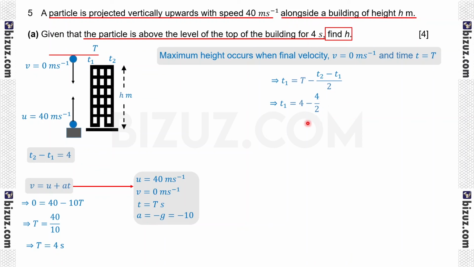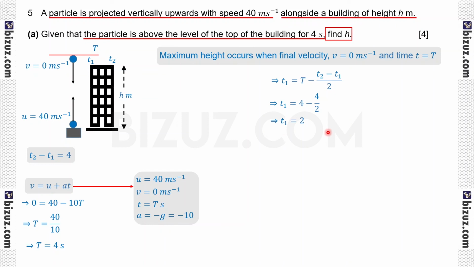Divided by 2 is 4 minus 2, which is 2. So now we know that t1 equals 2 seconds. So to find h, which is the distance or the height of the particle at time t1 seconds.